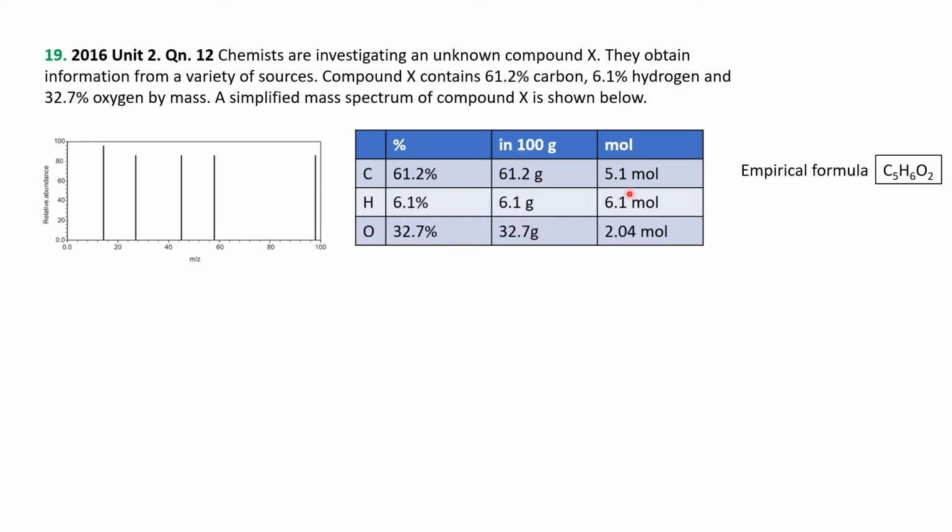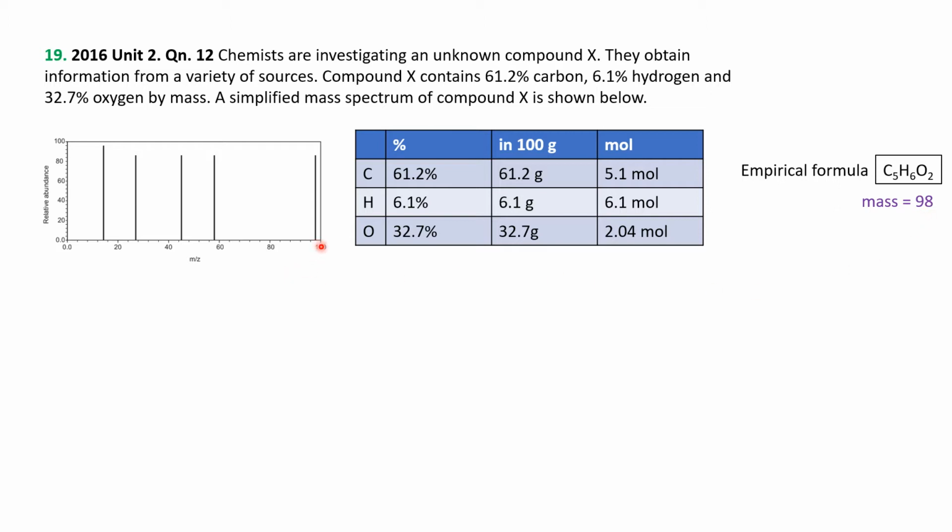Not going to dwell on the empirical formulas, but essentially get the percent, turn it into grams in 100 grams, turn those to moles, get the ratio if needed. Here is fairly obvious, 5 to 6 to 2. So that tells us the mass of the empirical formula is 98. Now that means the molar mass is either going to be 98 or it's going to be twice that at 196 or 3 times that at 294 and so on.